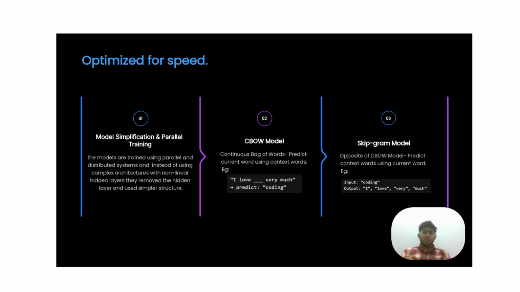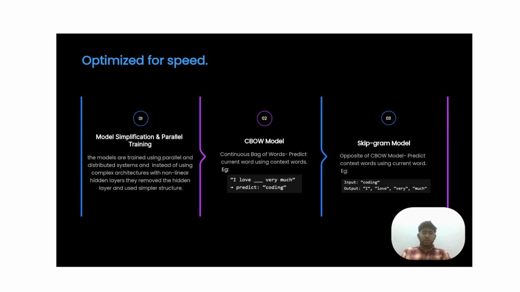Now let's look at the first model, CBOW, which stands for continuous bag of words. The idea is very simple. We use the context words to predict the current word. For example, "I love dash very much." Here, I, love, very, much are the context words, and we have to predict the missing word. So CBOW tries to find the target word with the help of context.